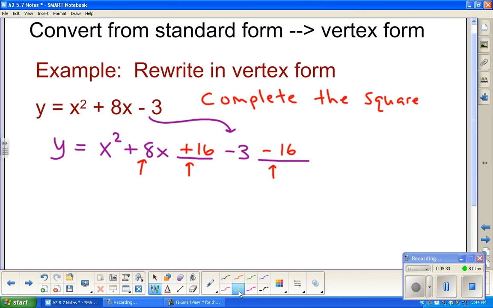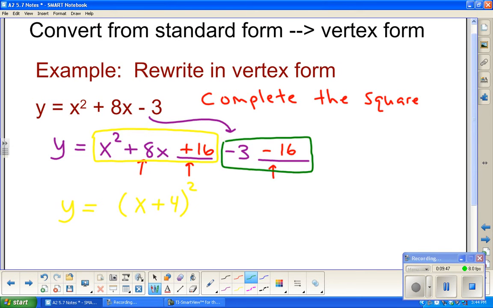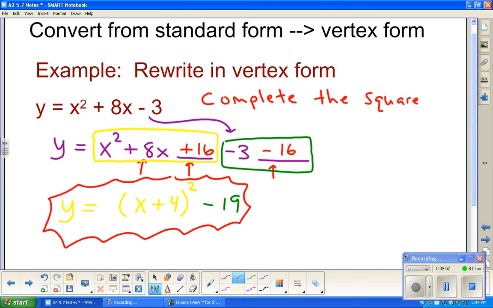Now basically what it boils down to is factor this into a perfect square like we've done before. That is x plus 4 squared, just like before. And then you combine your two numbers out here. Negative 3 minus 16 is a minus 19. And now that is vertex form. So this would be our answer, vertex form right there. So it's a matter of completing the square.